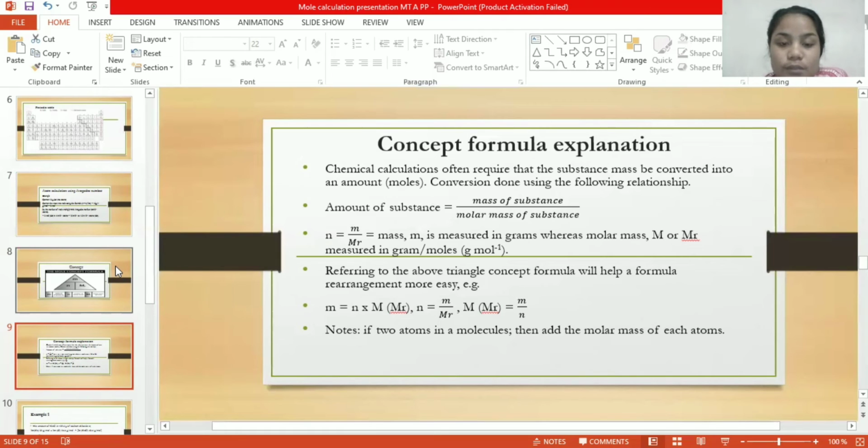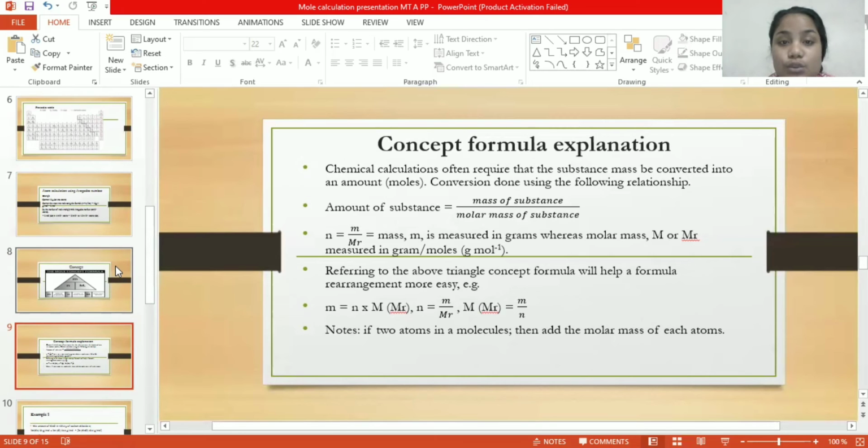So these are the notes. We have to note that if there are 2 atoms in the molecule, then add the molar mass of each atom in order to get the total molar mass for that molecule. If it's only an atom, then you just take the molar mass from the periodic table.